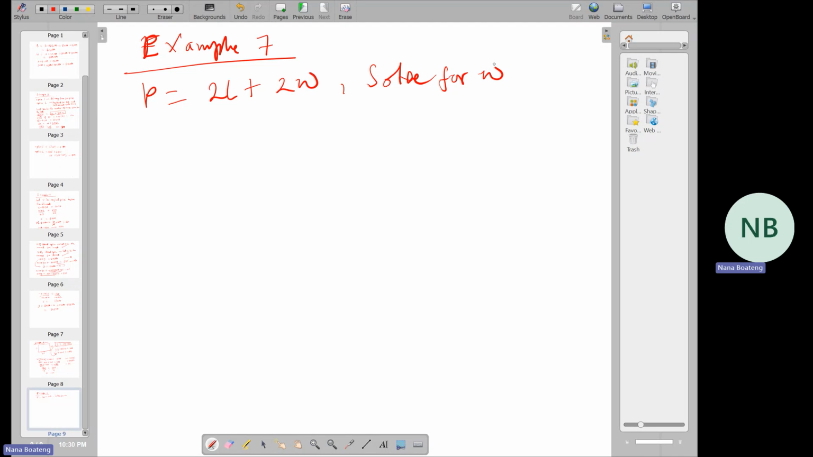All right, so the first thing that we do is to subtract 2L on both sides. So P minus 2L is equal to 2W. And what we need is the W, but it has a 2 multiplied by it. So we divide both sides by 2. And then we get W is equal to (P minus 2L) over 2. All right, so this is how we solve for W.